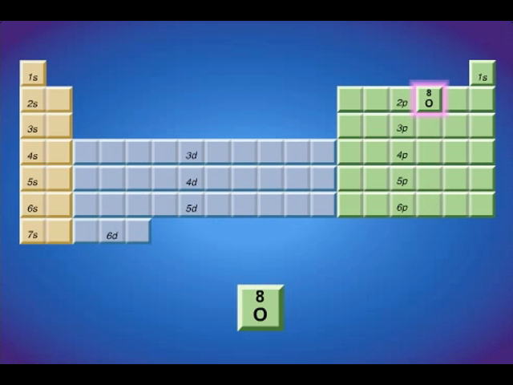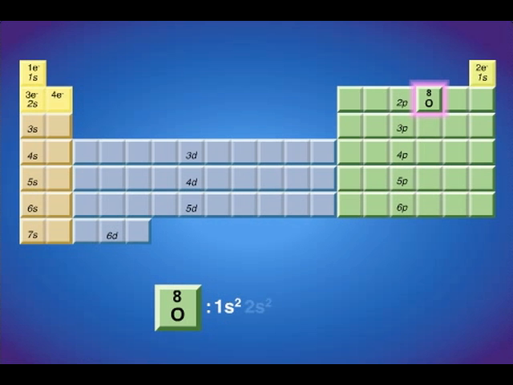To write the ground state electron configuration, we start with the 1s orbital and continue to place electrons in orbitals of increasing energy until we reach 8 electrons. Recall that any one orbital can hold at most 2 electrons. Starting with the 1s orbital, which can hold 2 electrons, we write 1s2. Next, the 2s orbital can hold 2 electrons. We write 2s2. We have placed 4 electrons, meaning there are still 4 electrons to place.